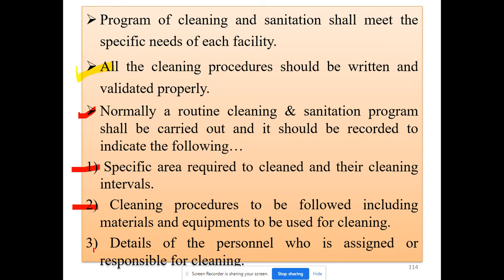Third point, details of the person who is assigned or who is responsible for the cleaning, that should also be recorded.